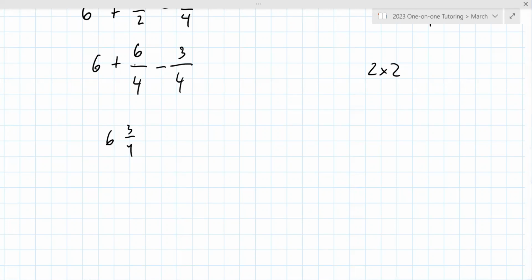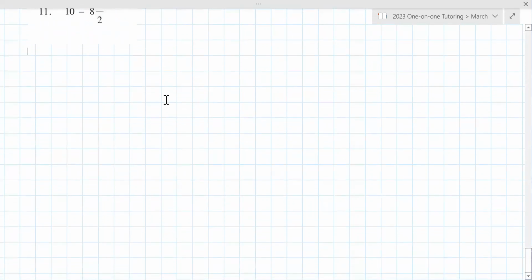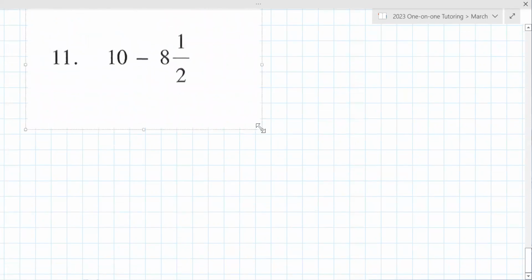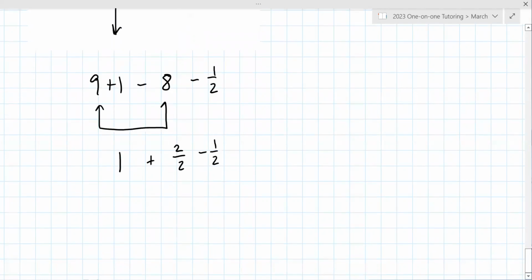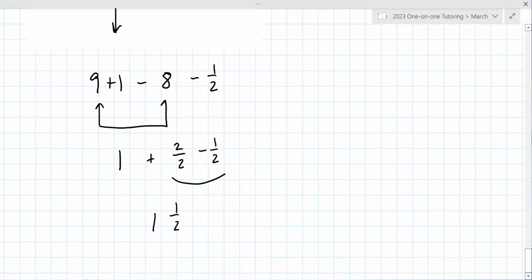All right. Let's do 11. That'll probably be the last one. I'll have time here to get this done as quickly as possible. So it's kind of like the ones we've already been doing. You split apart the 10 into 9 plus 1, subtract 8, subtract 1/2, and you jump over that 1. That 9 minus 8 becomes 1, and then that 1 becomes 2 over 2 minus 1/2. So you subtract there and you get 1 and 1/2.